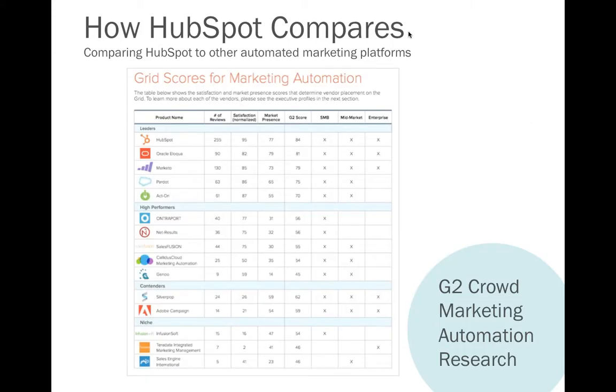There are quite a few similar marketing products out on the marketplace. Again, I can send you links. This is a company called G2 Crowd that analyzed the marketing automation software that's out there and researched it for us, and then gave us scores. HubSpot had 255 reviews and came up quite well against some of the others.